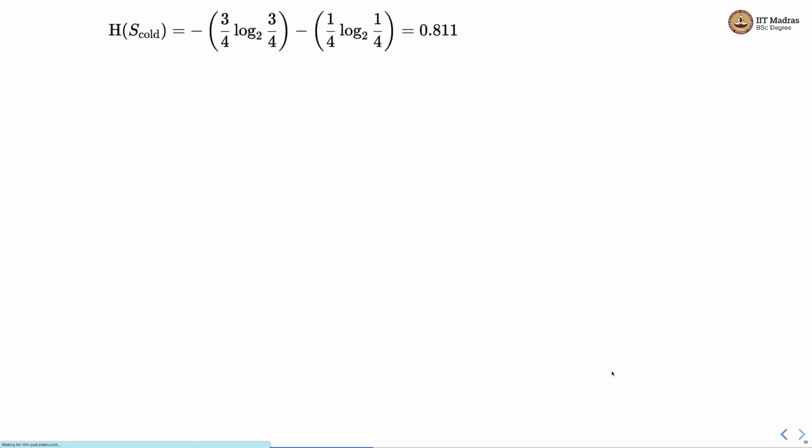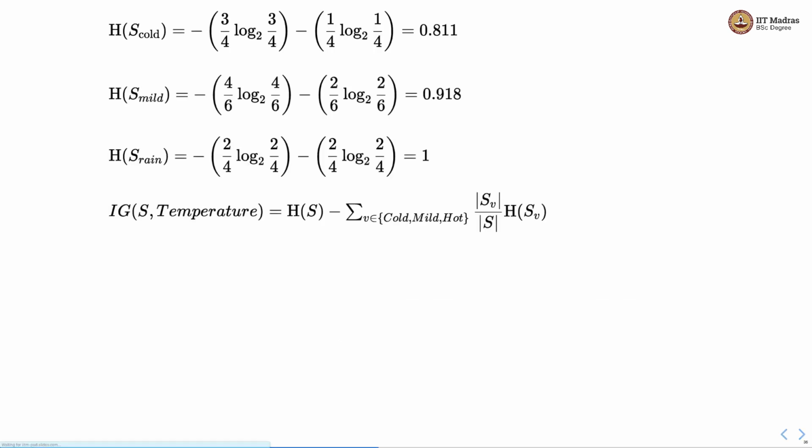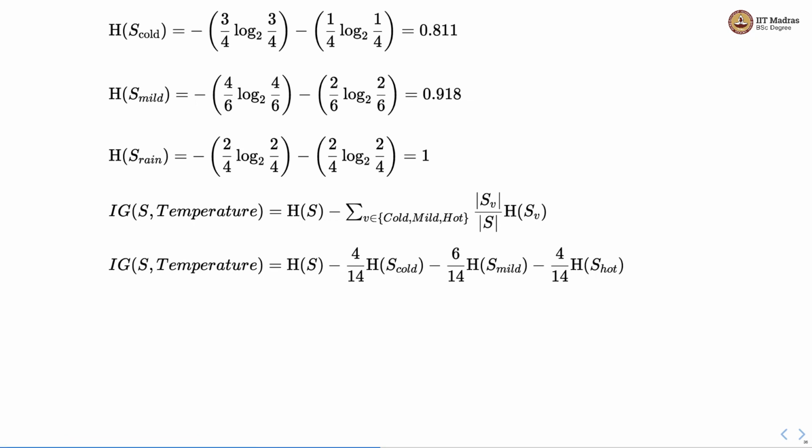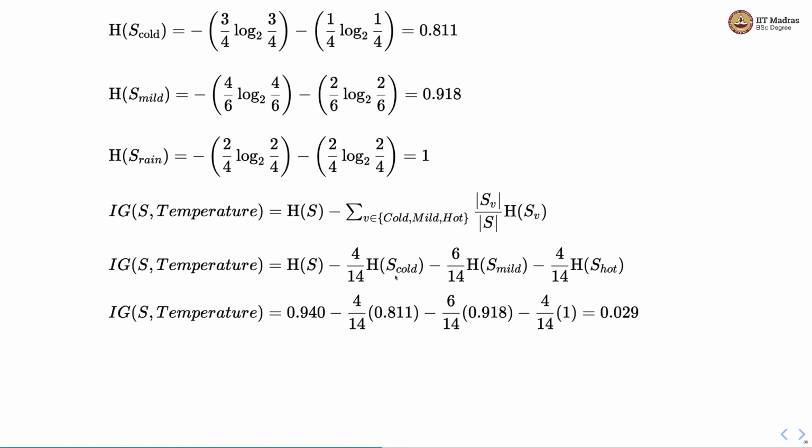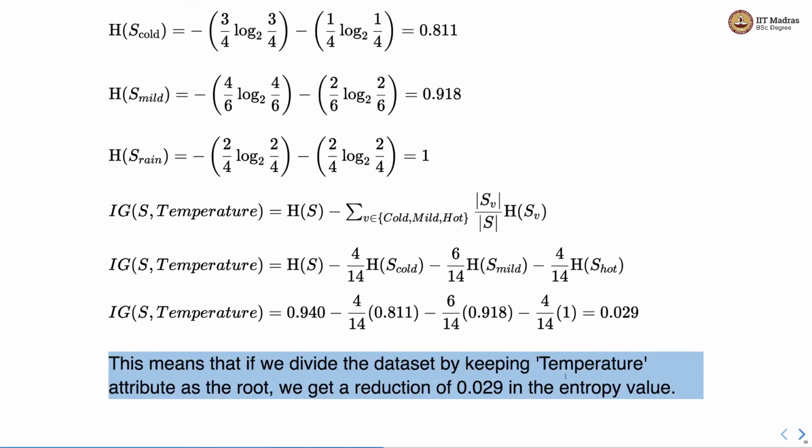So we use these entropies to calculate information gain for temperature. We substitute the values of the entropy of the whole data set and entropy for each value of the temperature, and we scale the entropy for each value of the temperature by the fraction of examples with that value. So we obtain information gain equal to 0.029. So if you use temperature as the root, we get a reduction of 0.029 in the entropy value.